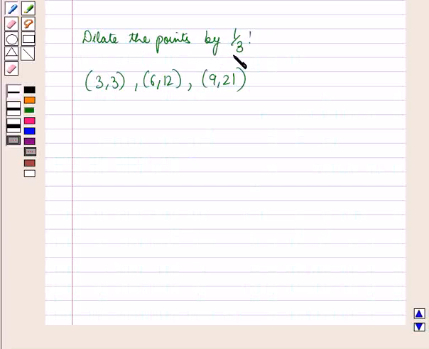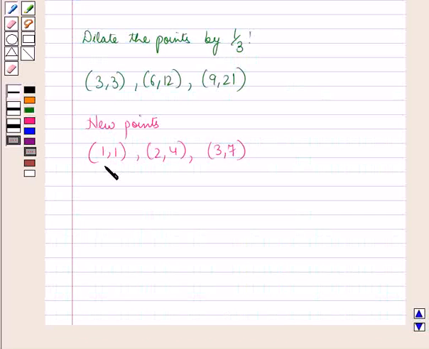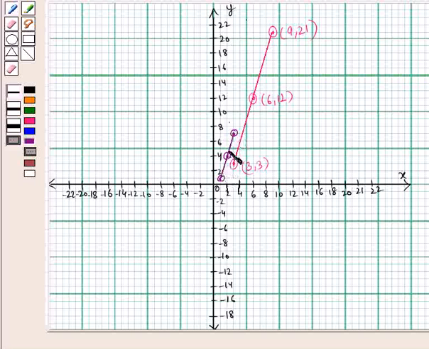Now if we have to dilate the points by a scale factor of 1/3, then all the coordinates will be divided by 3 and the new coordinates will be 1, 1, 2, 4 and 3, 7. In this case, first of all we will plot the original coordinates. On joining these points we get a straight line. Then we will plot the new coordinates, and again we get a straight line. As the scale factor was 1/3, which is less than 1, this pink line is reduced to give this purple line.